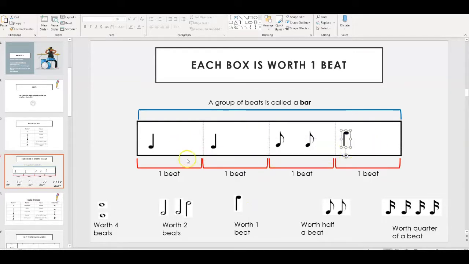Now this rhythm will sound like this. 1, 2, 3, 4. 1, 2, 3, 4. Okay, cool.